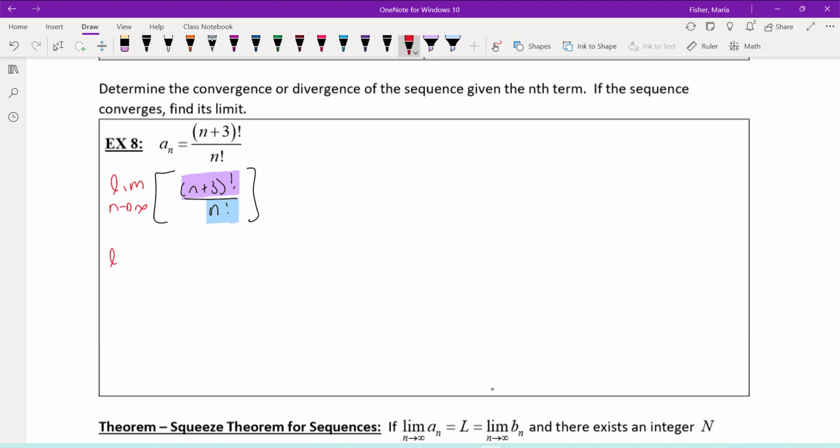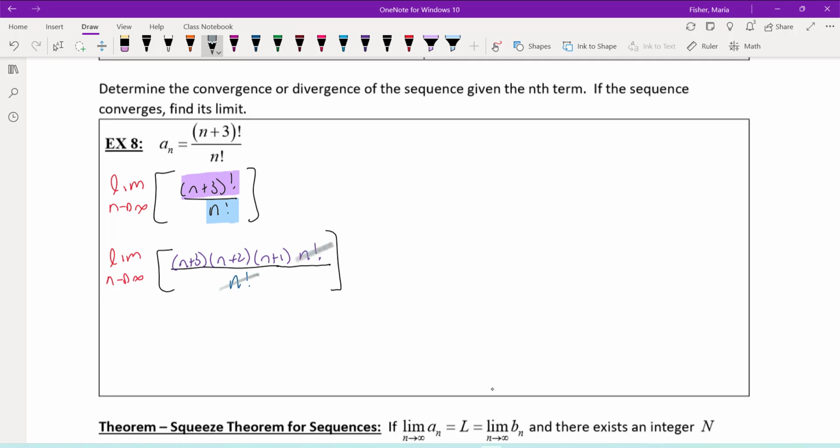So we say here the limit as n goes to infinity of, if I expand (n+3)!, I end up with (n+3)(n+2)(n+1) times n!. The denominator stays as n!. We don't expand it because it's the smaller one.